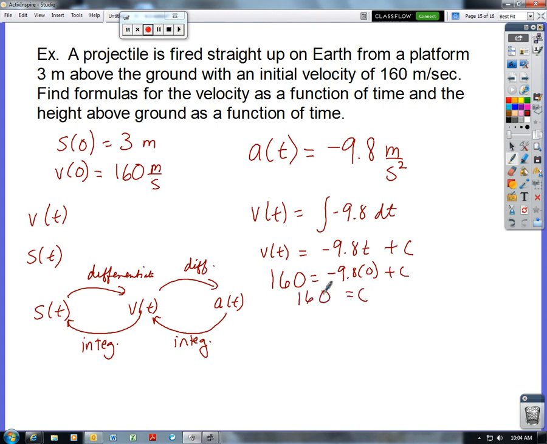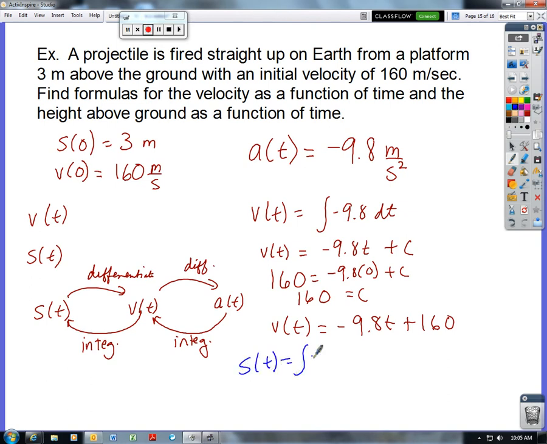That's going to happen anytime you're dealing with polynomials. But don't assume that c is always equal to this initial value, because if it's an exponential or a trig function, it's probably not going to be that straightforward. So do be careful. Now I'm going to go back and plug in my 160 for c. Great, now I have v. So now I can integrate that to get s.